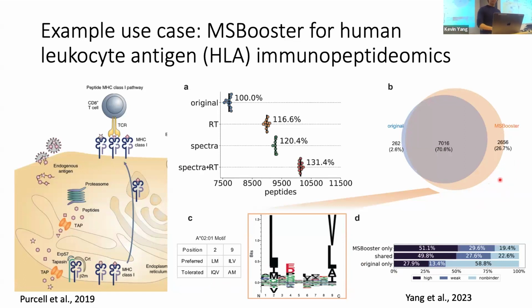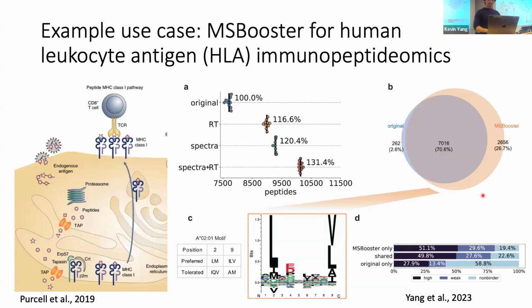And when we do this clustering of it, we do see, in fact, that that is the case: a lot of these new MSBooster identified peptides follow that motif. Another way of looking at it is based on predicted binding specificity. There are tools out there called NetMHC that can help you predict, based on this MHC allele, how strongly it's going to bind different peptides.